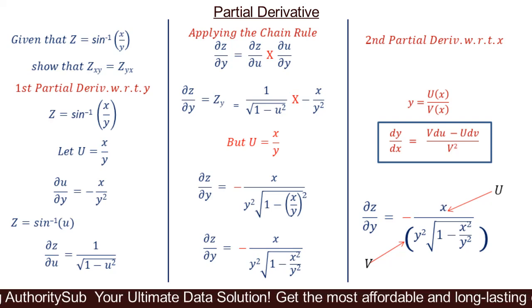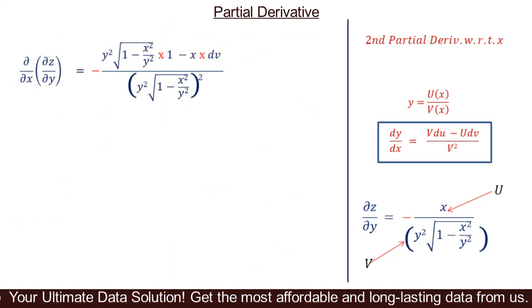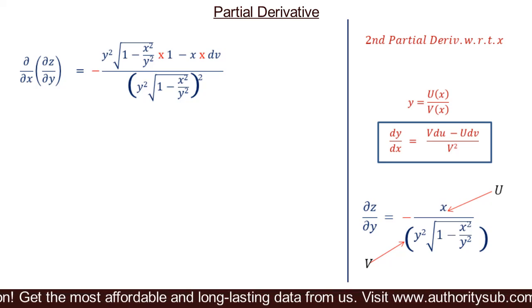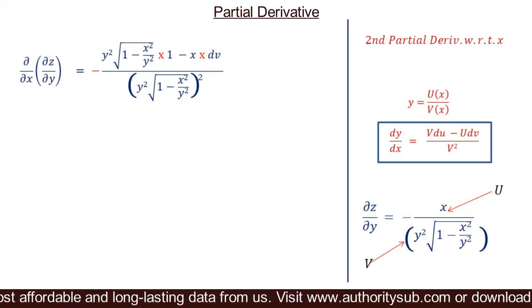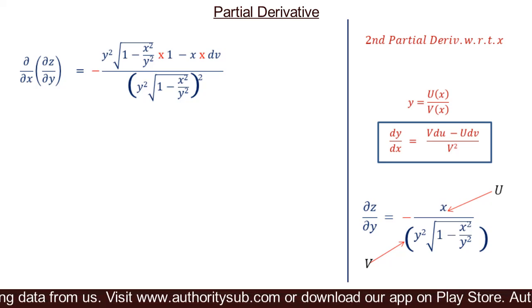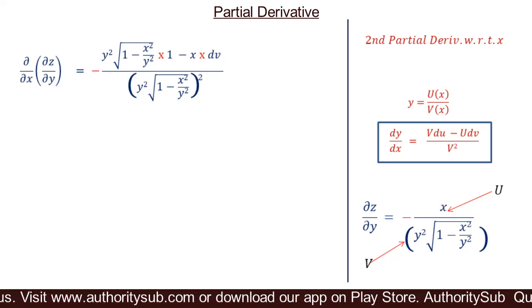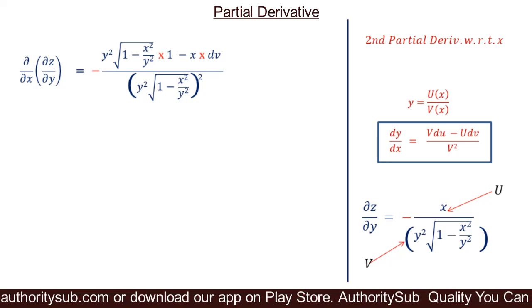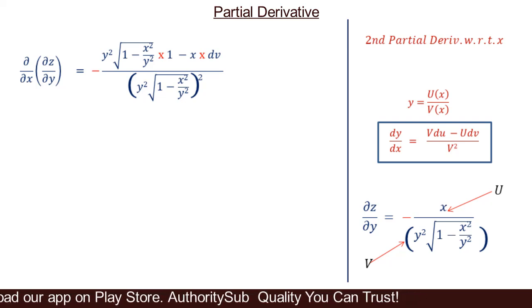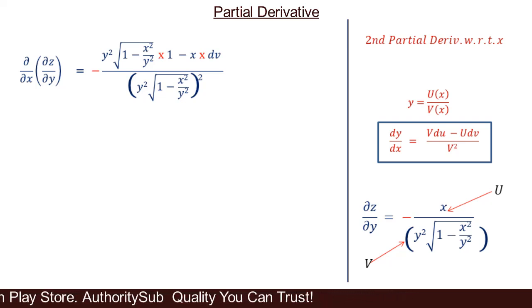Okay, now let's go. Applying the quotient rule, remember you have minus, so we have minus. We bring the v up, so v is y squared open bracket square root of 1 minus x squared all over y squared, multiplied by du. You differentiate u, which is the numerator, x, and it is going to give you 1. Then minus, we have u dv. Your u, which is x, multiplied by dv, all over your v squared, which is y squared open bracket square root of 1 minus x squared all over y squared, all in bracket squared.